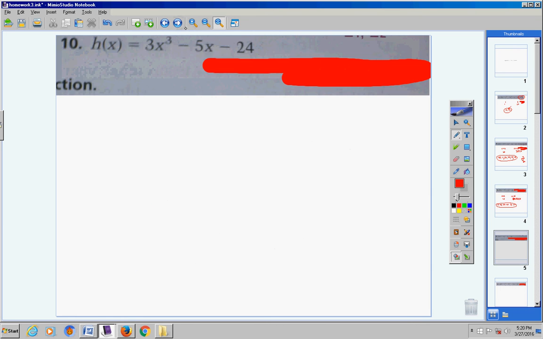Alright, number 10. Step 1: make sure it's written in standard form, and it is. Step 2: write down your lead coefficient and your constant term. Don't worry about the signs, it's not important. And then next, write down the factors of each number.